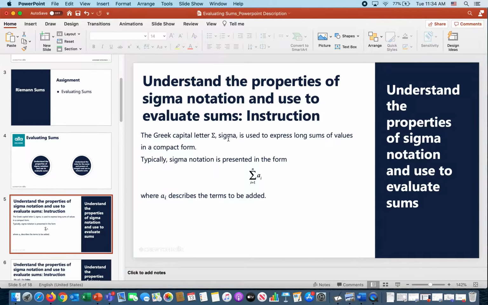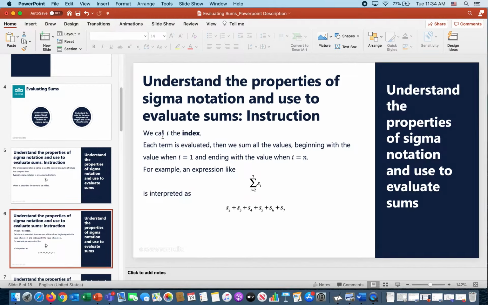The Greek capital letter sigma is used to express long sums of values. Okay, so if you look at this, you see that we've got sigma, okay, and the a sub I, and I equal to 1 indicates where we're going to begin this long sum, and n indicates where we're going to end. Okay, so this will make sense a little more as we go throughout this PowerPoint. We call I the index, and if you look, each term is evaluated beginning with the value when I is 1 and ending when I is equal to n.